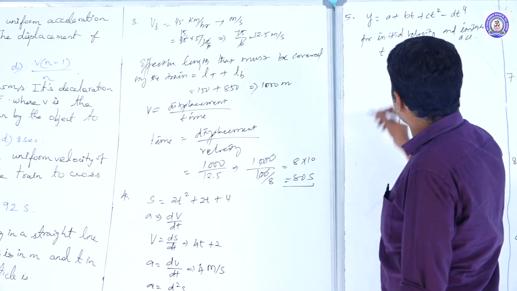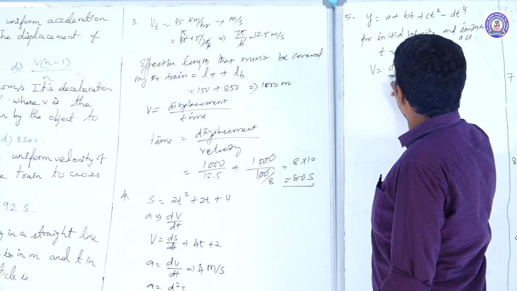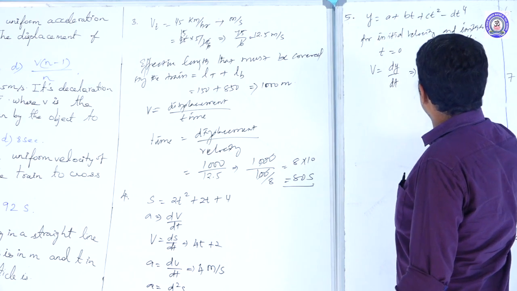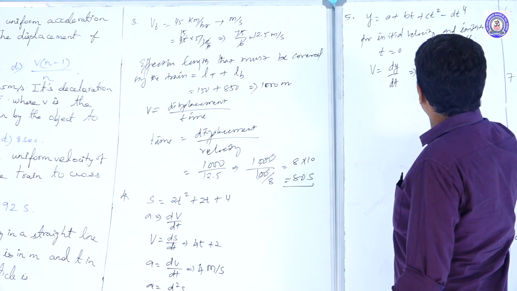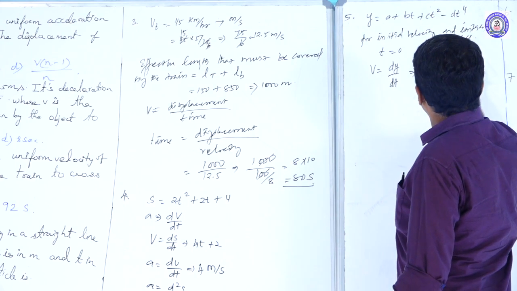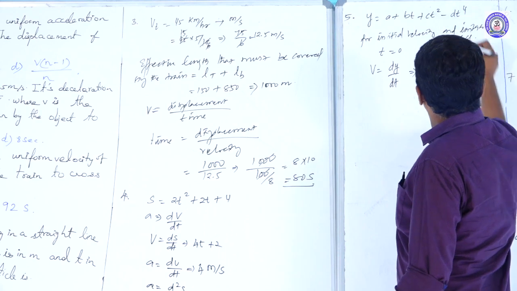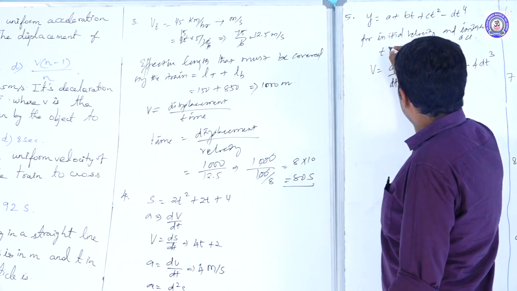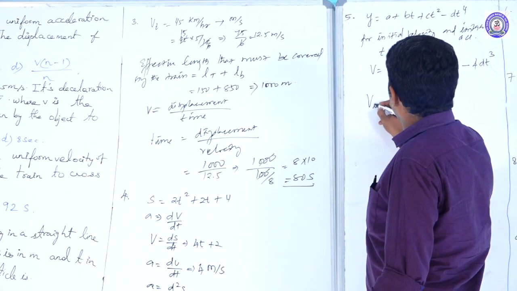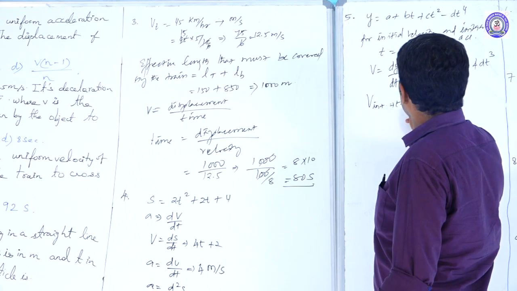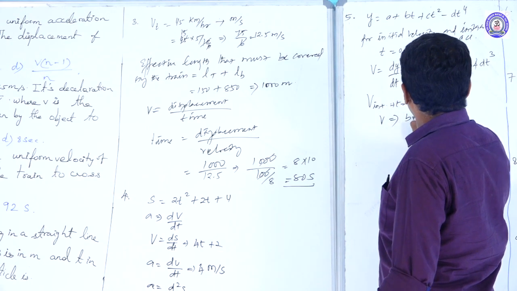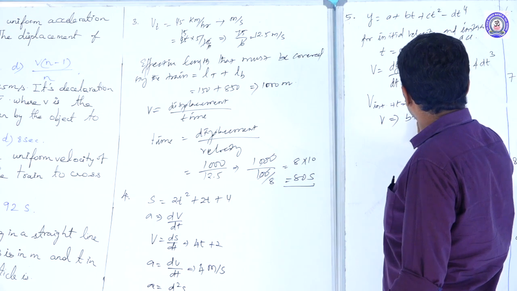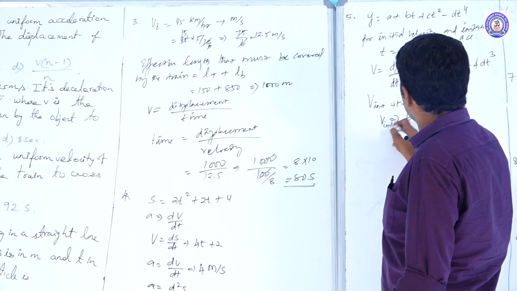By giving out the value of displacement, v equals dy divided by dt. On differentiating, the differential of a constant is 0, so it is simply b plus 2ct minus 4dt cube. As it is mentioned, for initial velocity, we take time t equals 0. So v will be equal to b plus 2c into 0 minus 4d into 0 cube. So this entire term goes as 0. So the initial velocity is simply equal to b.